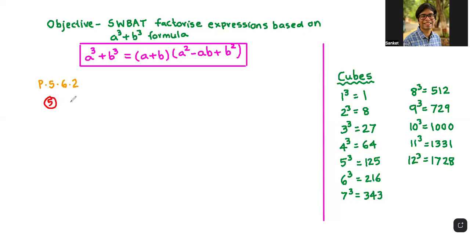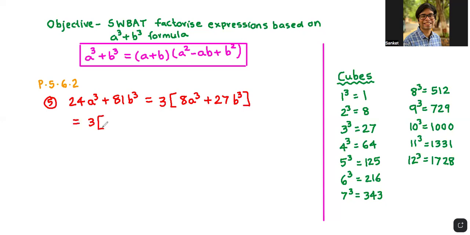The fifth question, 24A cube plus 81B cube. Now I again see that 24 is not a cube of any number. 81 is also not a cube of any number, but I see that both of these are multiples of 3. Let me take 3 outside, common. I get 8A cube plus 27B cube. If I open the bracket, I'll get back this, right? Now I know that 8 is a cube of 2, so I can write this as 2A cube plus 27 is a cube of 3, so I can write this as 3B cube.